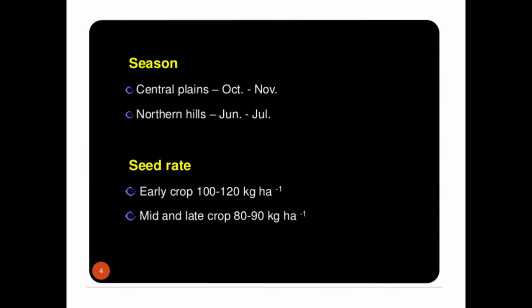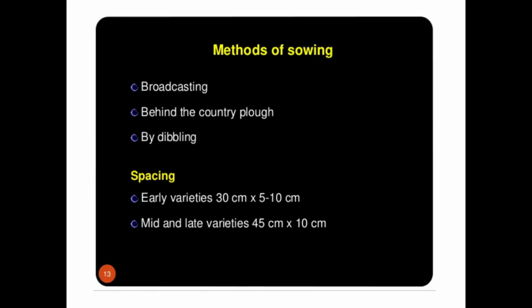The next point, season. In the central plains, October to November; in the northern hills, June to July. Seed rate for early crop is 100 to 120 kg per hectare, and for mid and late crops 80 to 90 kg. Then methods of sowing. Three methods of sowing are used: broadcasting, behind the country plough, and by dibbling. Spacing for early varieties is 30 into 5 to 10 cm, for mid and late 45 into 10 cm.